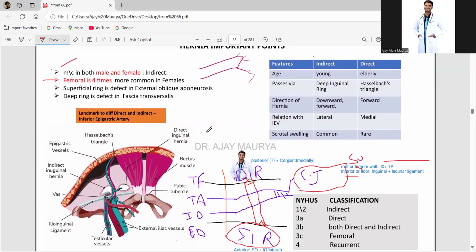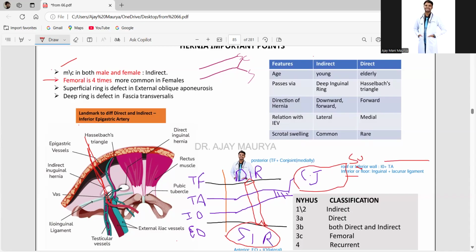If it passes towards the deep inguinal region, this is the indirect one. If it passes lateral to the inferior epigastric vessel, lateral side of the inferior epigastric vessel, it is called the indirect hernia.